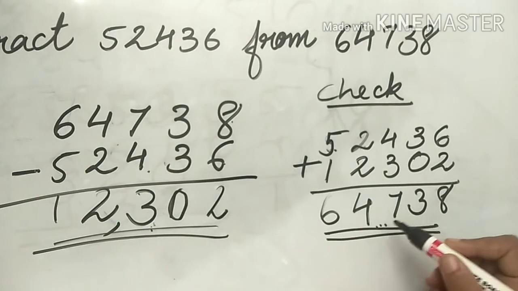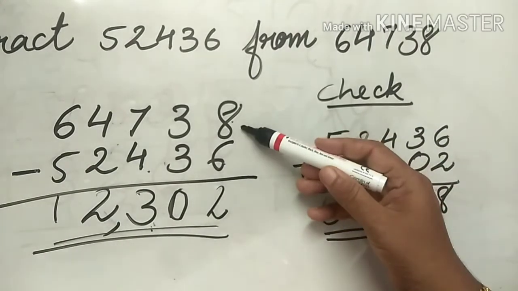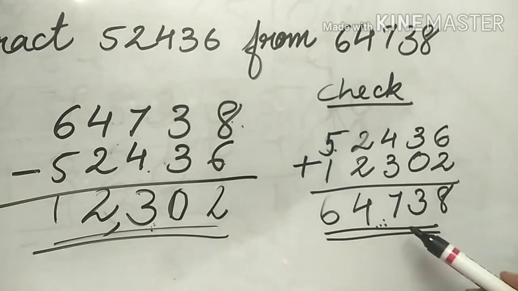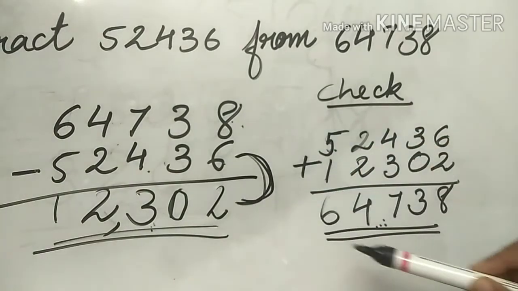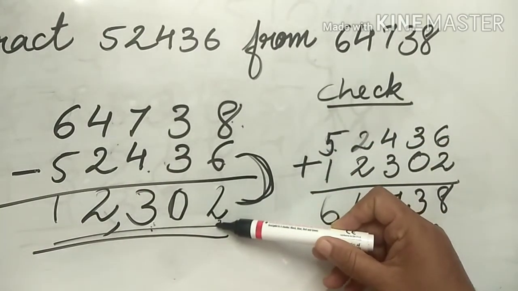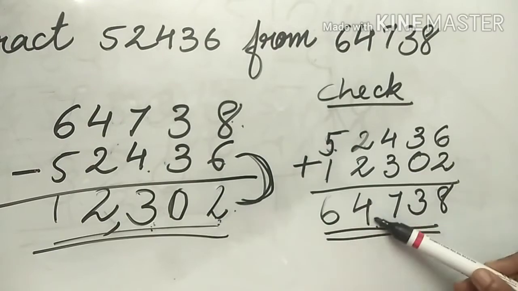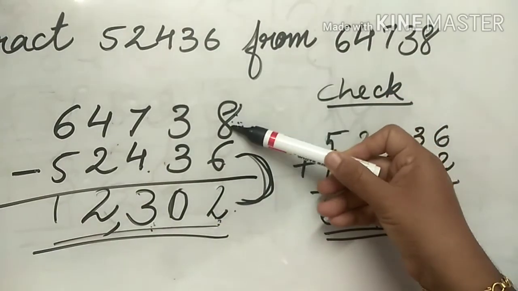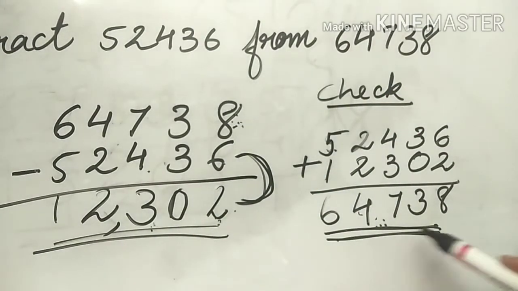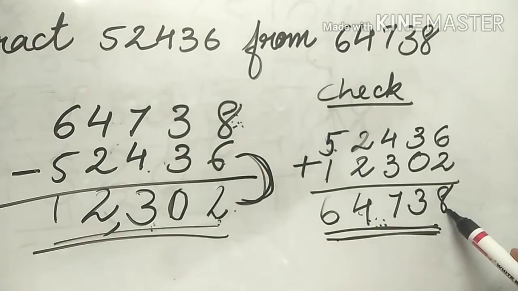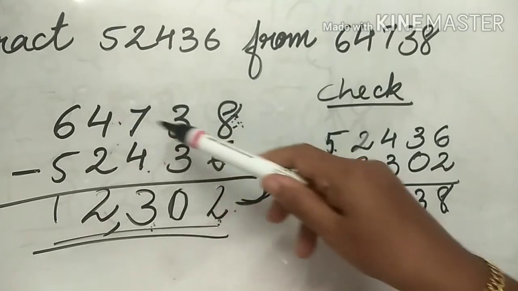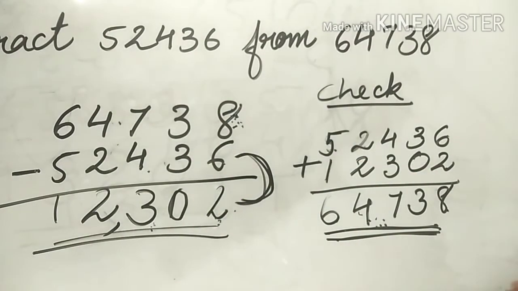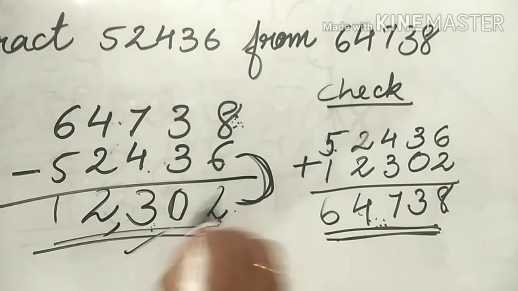See the number? This is your minuend. You add these two numbers to check whether your answer is correct. If you are getting the first number, the minuend, then your answer is correct. See, 64,738. The first number, or the minuend, is 64,738. This is how you have to check whether your answer is correct or not. So we get the correct answer.